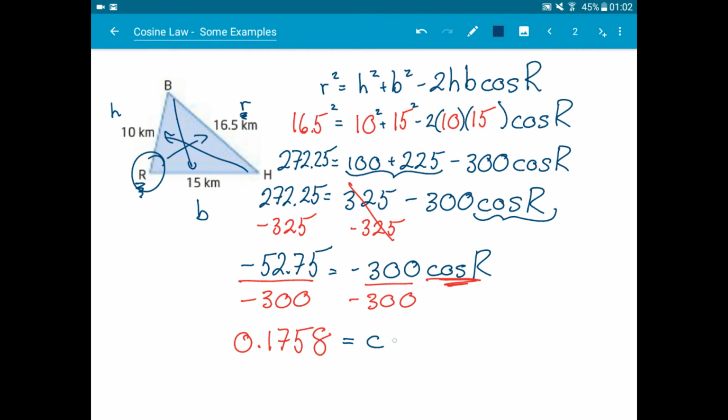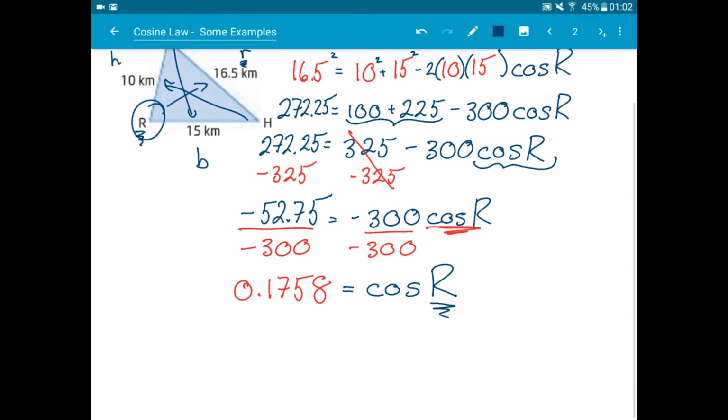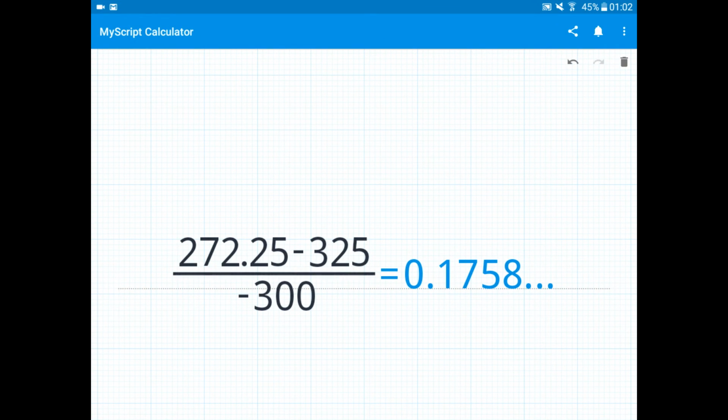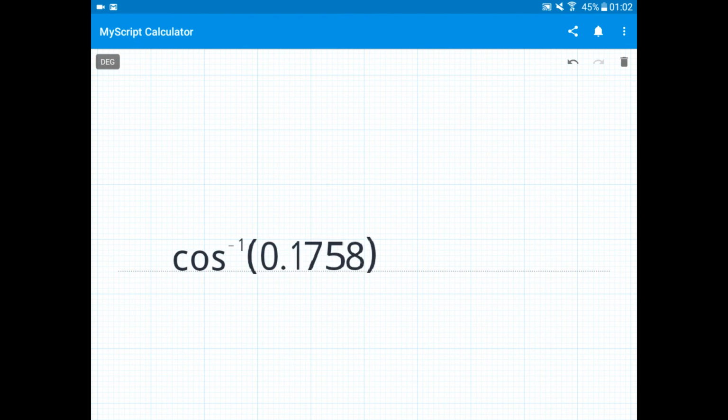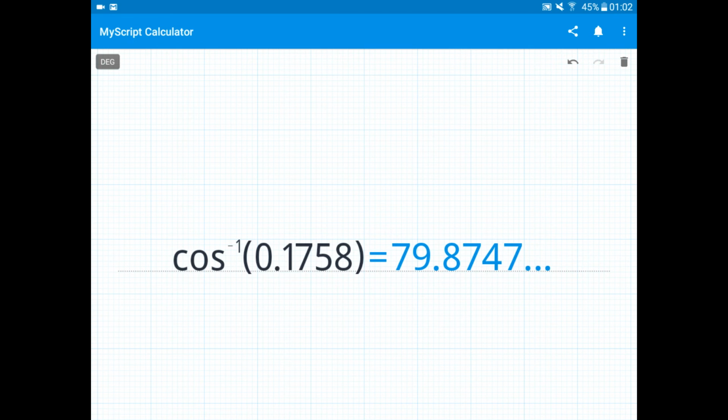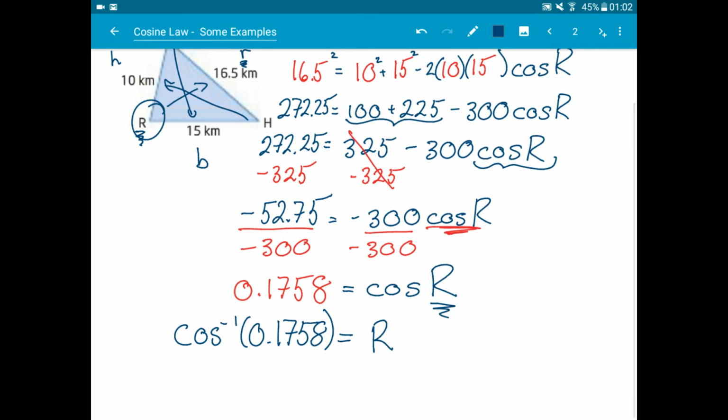And that is equal to cosine R, but not angle R. Okay, don't fall for that trick. So many times I've seen that. Okay, R is equal to the inverse cosine of 0.1758. So that's our last step. So the inverse cosine of 0.1758. And what do we get? About 80 degrees. So R is equal to about 80 degrees.